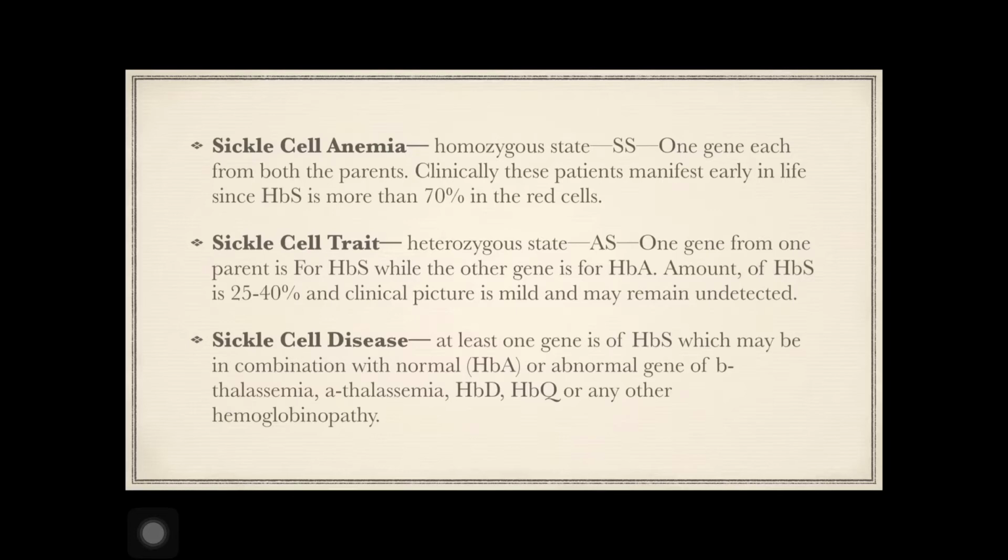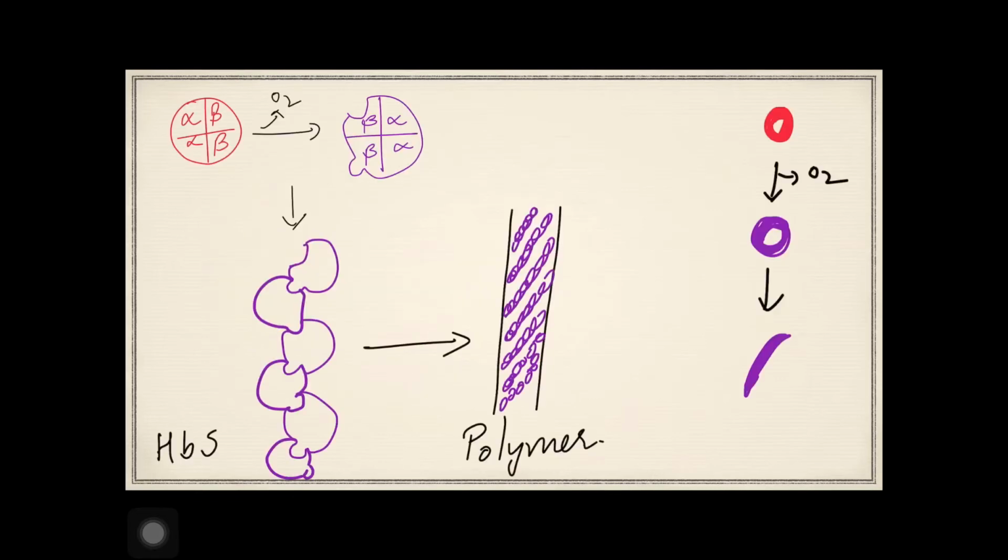Sickle cell disease: at least one gene is of HbS, which may be in combination with a normal or any other abnormal genes like thalassemias, HbD, HbC or any hemoglobinopathy.